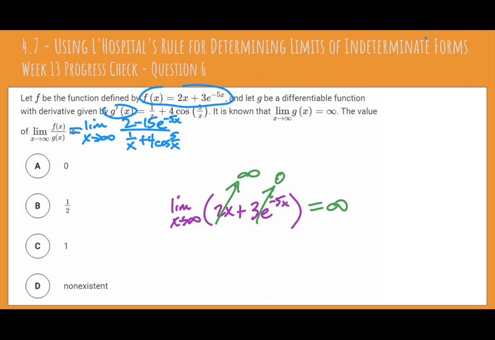So trying to evaluate this now using direct substitution. We can't actually plug in infinity, but we can think about what happens as x gets really big. Here we get a big negative exponent, which is going to make that go to 0. So our numerator is going to go to 2 because it's 2 minus 0. Then 1 over x is going to go to 0. So x is getting really big, so 1 over infinity is 0. 5 over x is going to go to 0. So we're taking the cosine of 0, which is 1. So we have 4 times 1, which is 4. And that's going to give us 1/2.